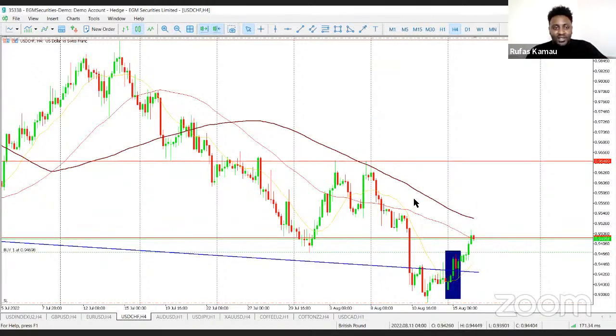When you talk about resistance, we don't seem to be having a major resistance up until 0.96489. And this is a high that we experienced 2 weeks ago. If you look at this high here and this high here, and then you extrapolate, it is quite an expectation that the US dollar will keep rising against the Swiss franc up until we get to that level.